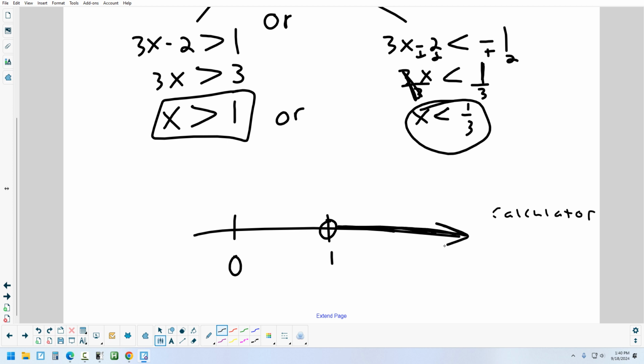What kind of circle on 1/3? Open, right about there. And we want all the numbers that are smaller than 1/3. To the left. That's generally what an OR looks like. Any question on that?